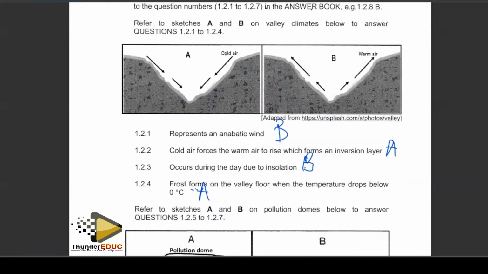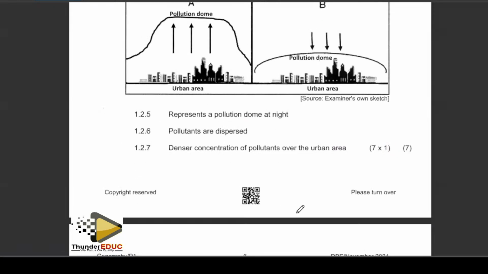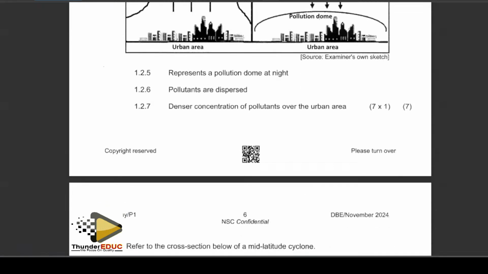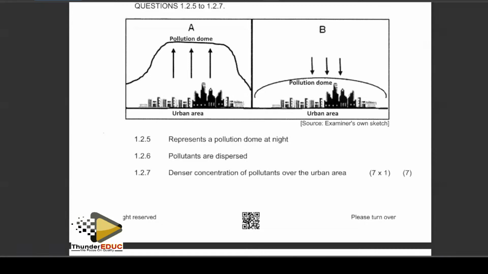Right. Our next question is based on the pollution dome. I will briefly describe the pollution dome and how they differ from the day situation to the night situation, just to give a background to the two concepts of the day situation and the night situation of a pollution dome. But what we should note before we answer those questions, do not confuse a pollution dome with an urban heat island. That is a typical confusion that most learners typically have. When you're talking of a pollution dome, do not confuse it with an urban heat island.